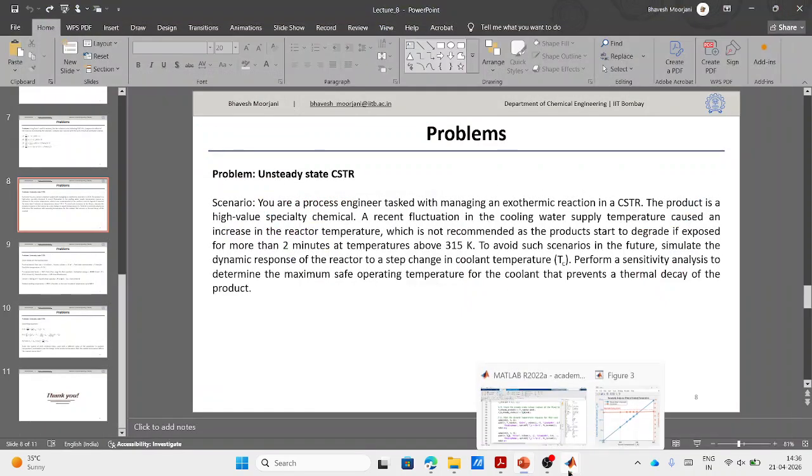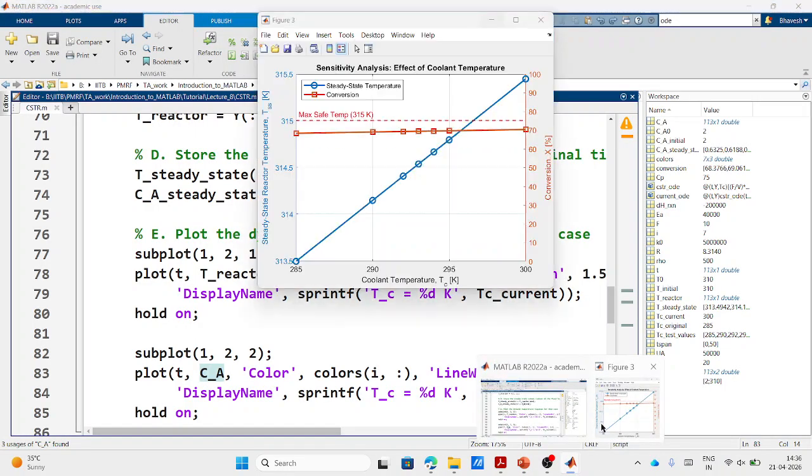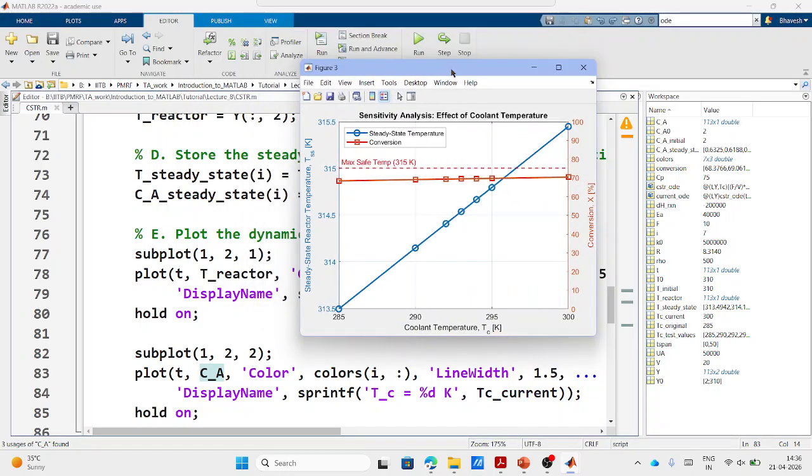The second plot that we had done is a two axis plot, where on the left hand side I am looking at the change in the steady state temperature with respect to Tc, and on the right hand side I'm looking at the conversion.